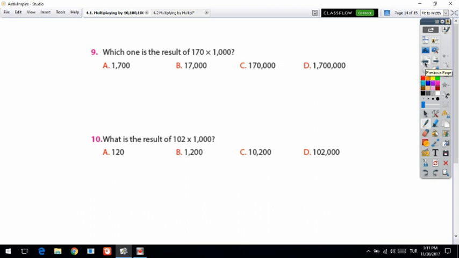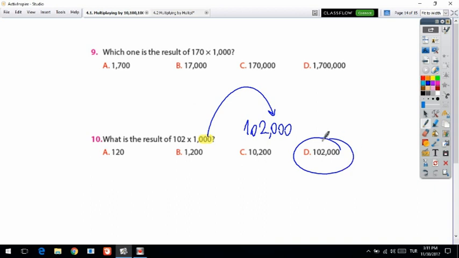102 times 1000. So we have a rule. The rule says how many zeros we have at the end, you close them. So can we close them? Yes. How many zeros? 1, 2, 3. So one number is left, that is 102. 102 times 1 is equal to 102. How many zeros did I close? 3. I bring 1, 2, 3 comma. So the answer could be 102,000. So the answer is 3.